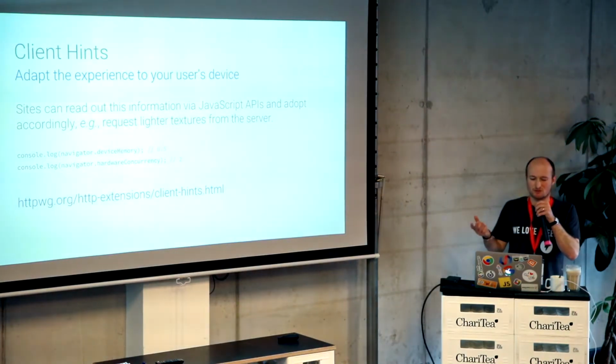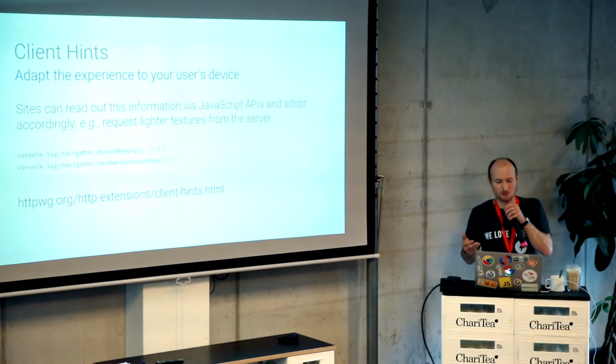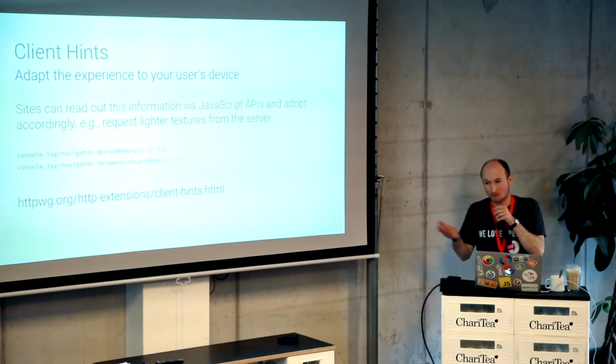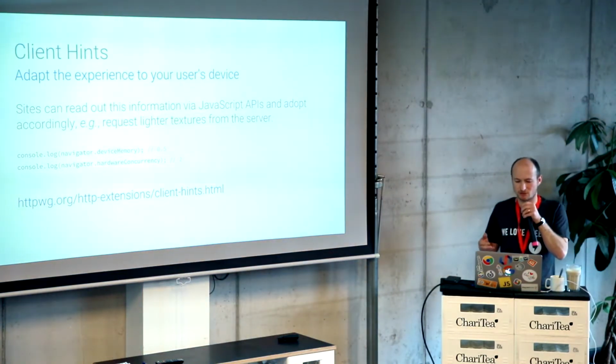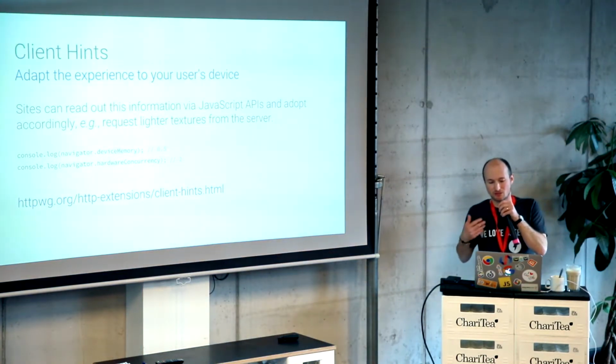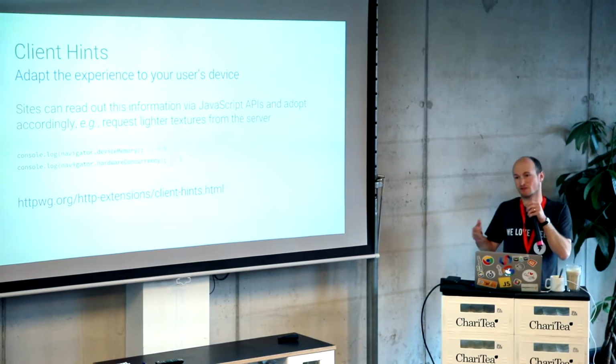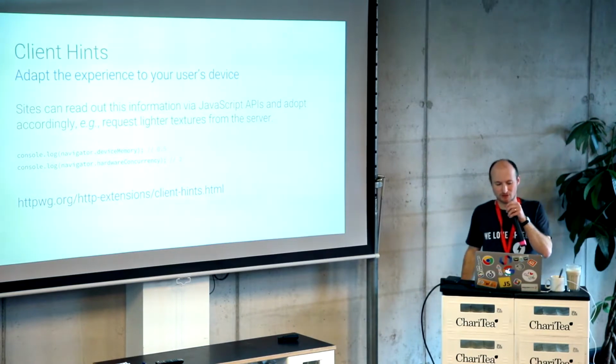Or you can also use this from a JavaScript context. In modern browsers, there's also navigator.deviceMemory, which would give you the same information, or navigator.hardwareConcurrency, where you can also say, I'm a low memory device with maybe just 2 cores instead of whatever 4 cores or 8 cores that you find on modern phones.